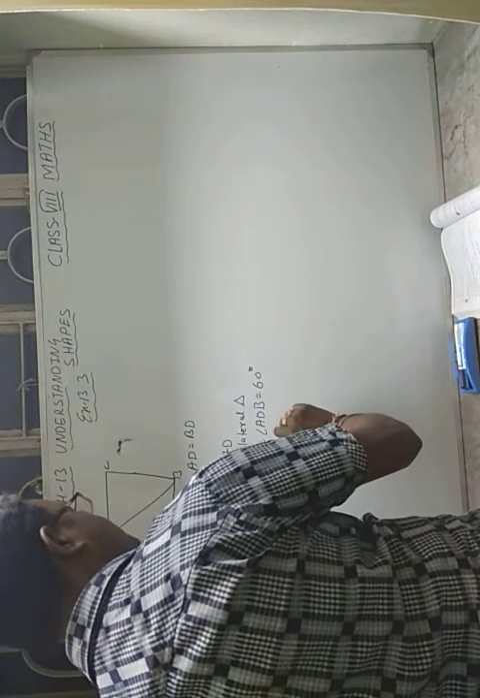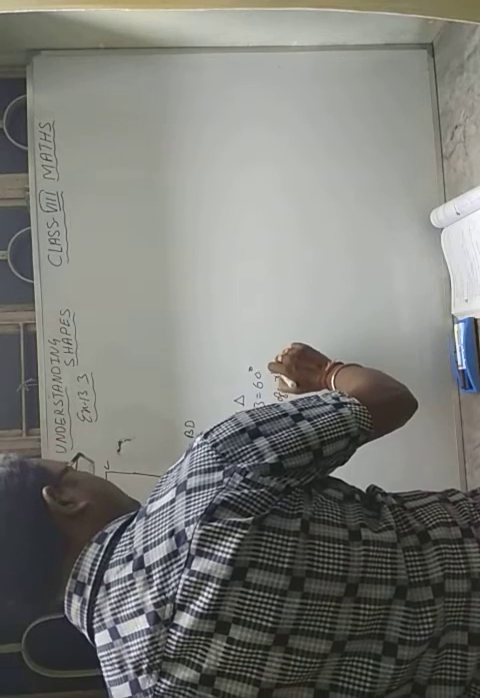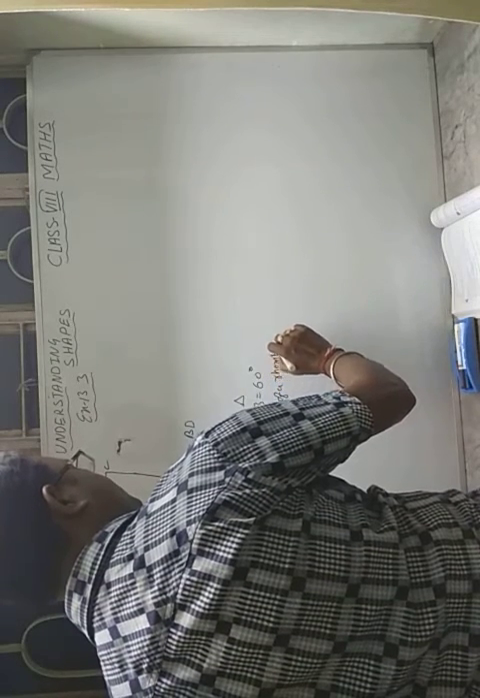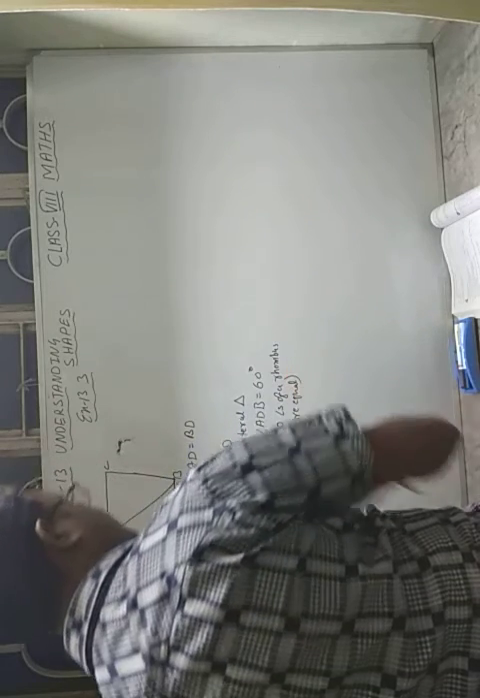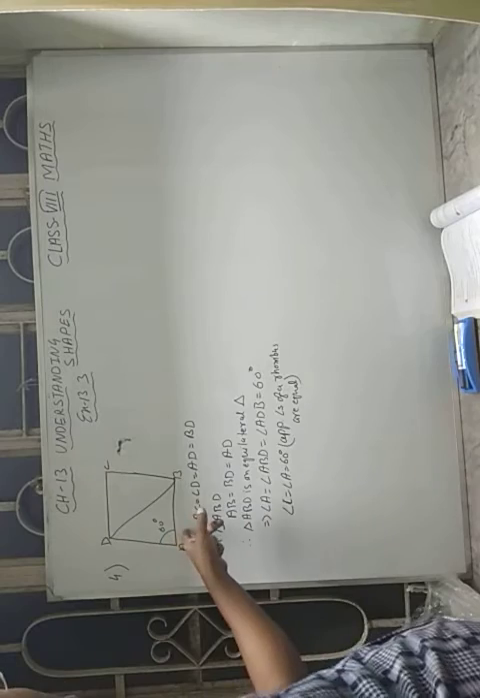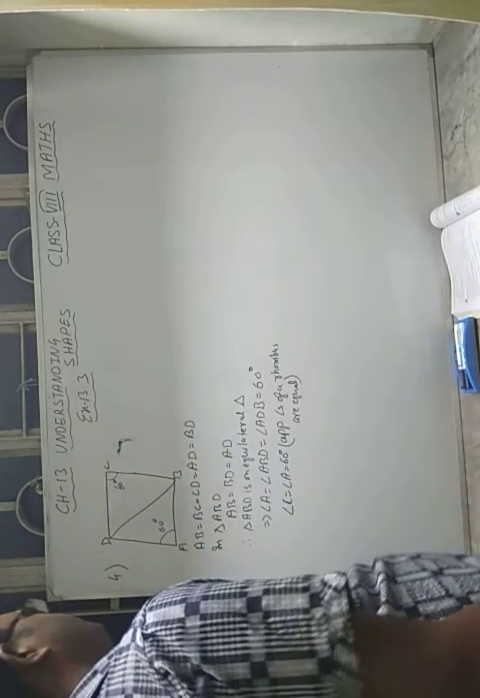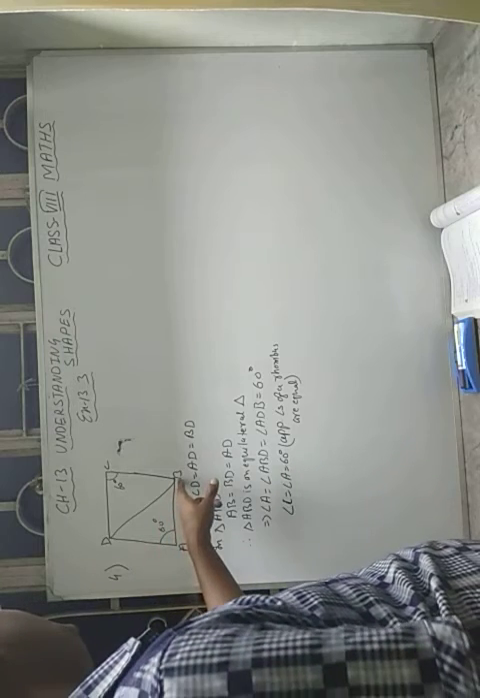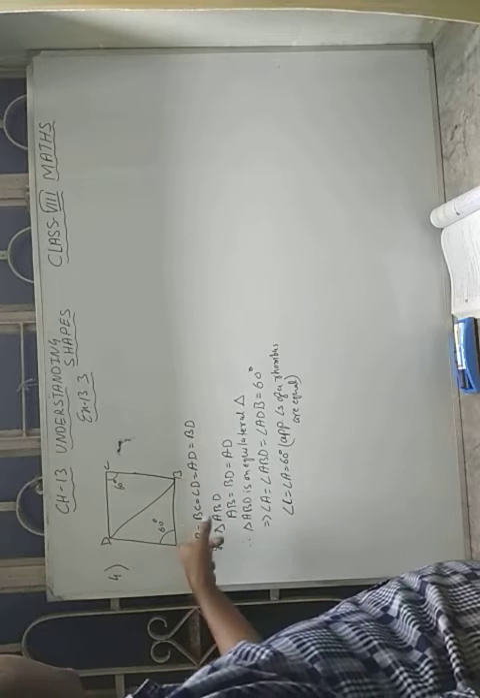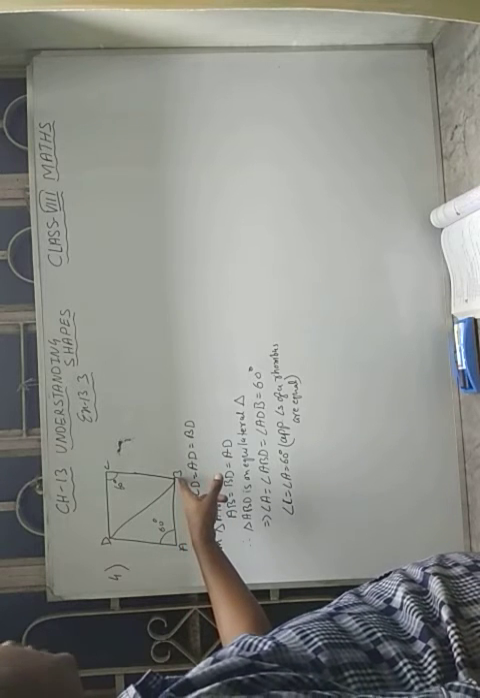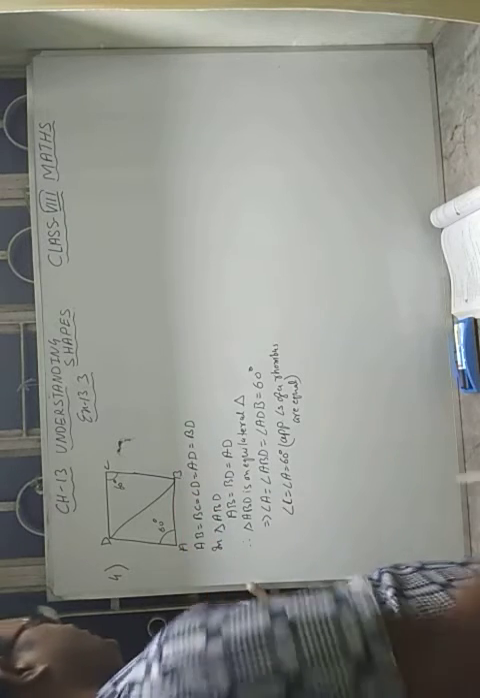Why? Because opposite angles of a rhombus are equal. So we have got the two angles A and C, both are 60 degrees. Now we have to find angle B. Since these two opposite sides are parallel to each other, if you take AB as a transversal, then angle A plus angle B will be equal to 180 degrees.